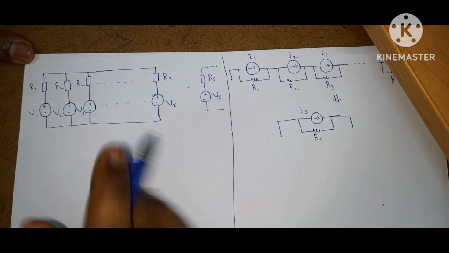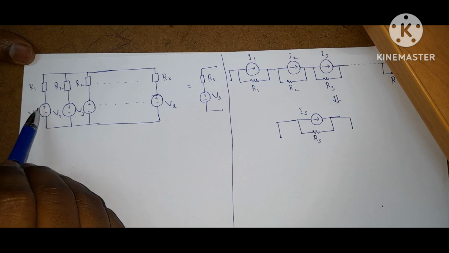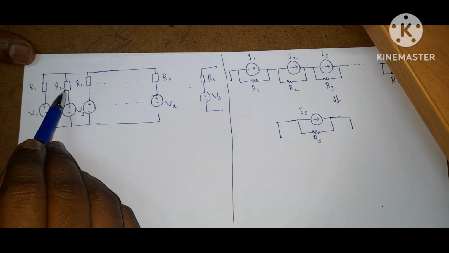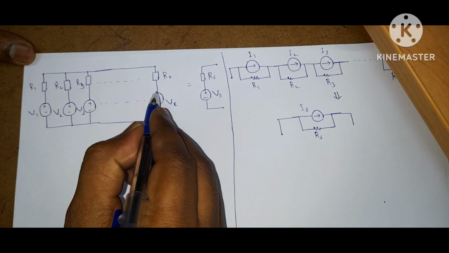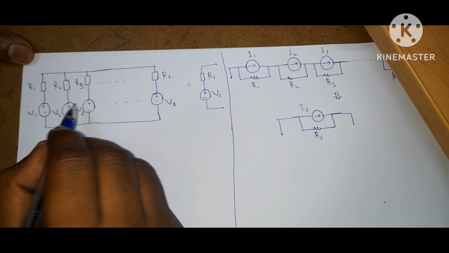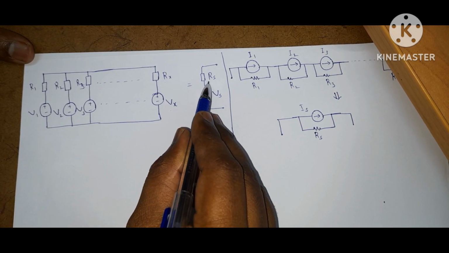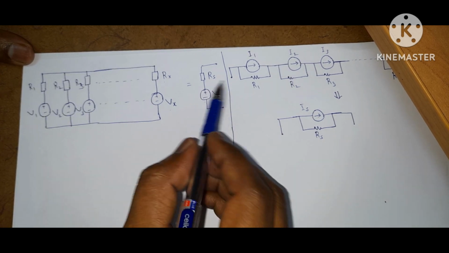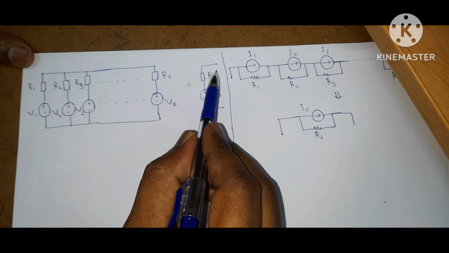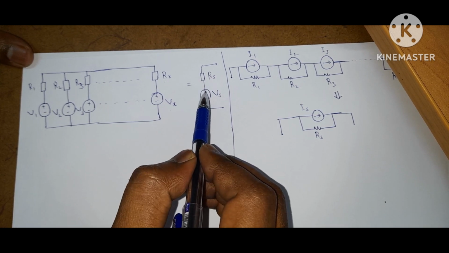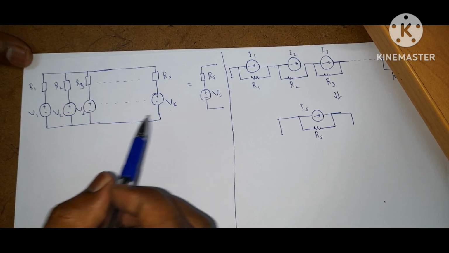That means if you observe this circuit, here voltage source V1 in series with R1, V2 in series with R2, V3 is in series with R3 and so on, Vx in series with Rx. This entire network can be replaced with a single voltage source in series with single resistance Rs. If you observe this voltage source in series with resistance, that means this can be treated as Thevenin equivalent. So you want to find out Thevenin equivalent for entire this network.